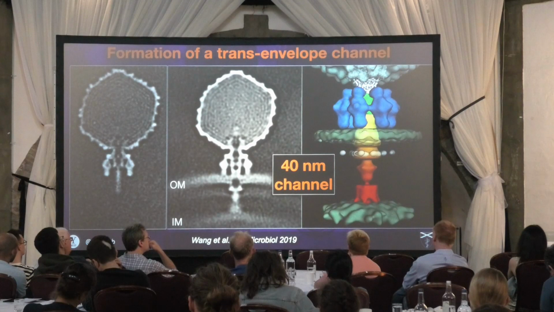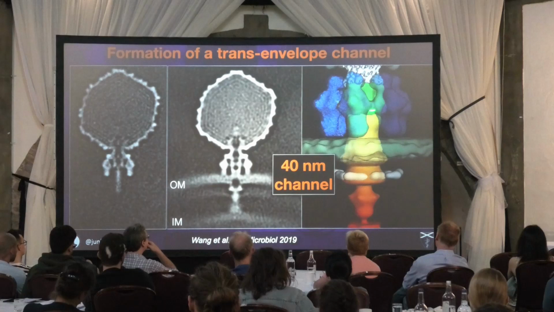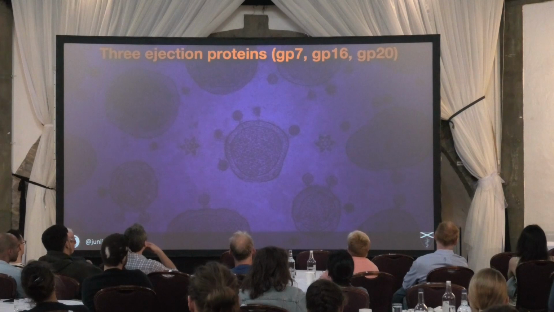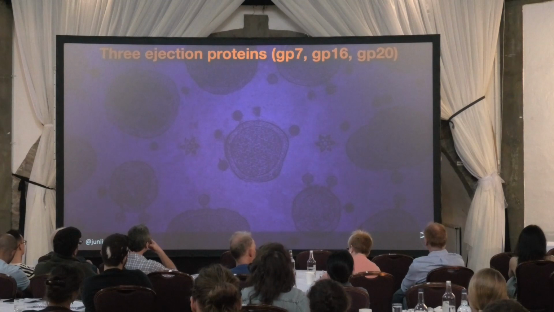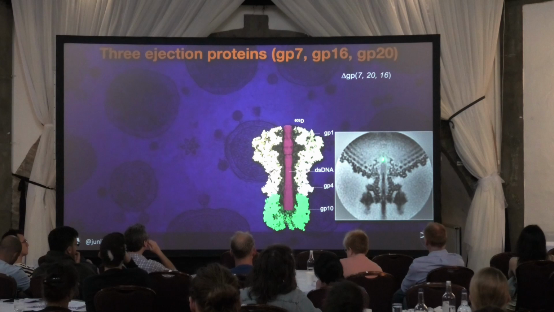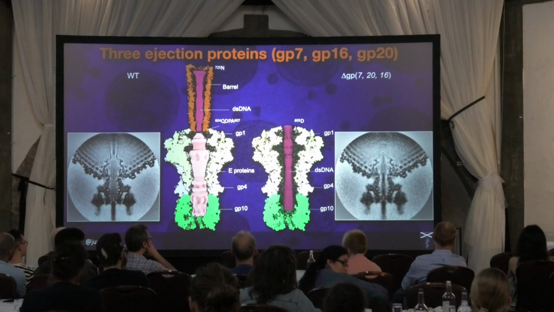And so now we have seen this for many years, so part of the question we want to see is how this is actually assembled, through this one protein called GP10. So we asked this question: we had to go to the three mysterious proteins in P22, the three ejection proteins GP7, GP16, and GP20. One of the things that we know is that if you remove any of these proteins, we lose infectivity. And so this is the reconstruction. You can see the phage still assembles, and the difference from the wild type is that there's something inside, presumably the double-stranded DNA.